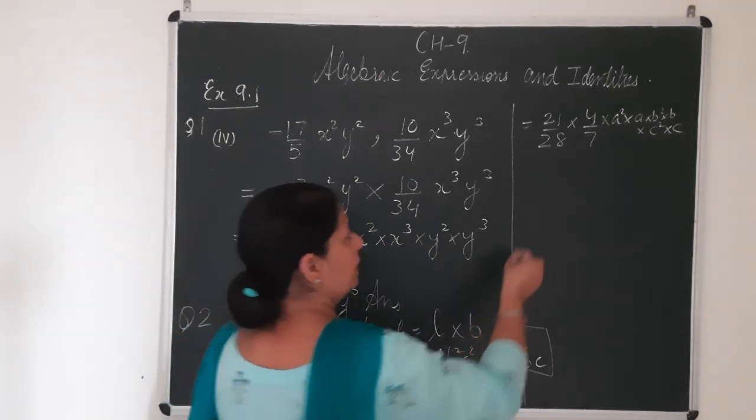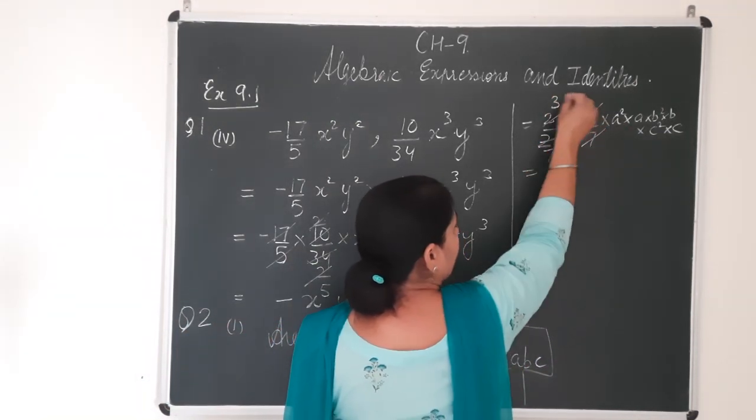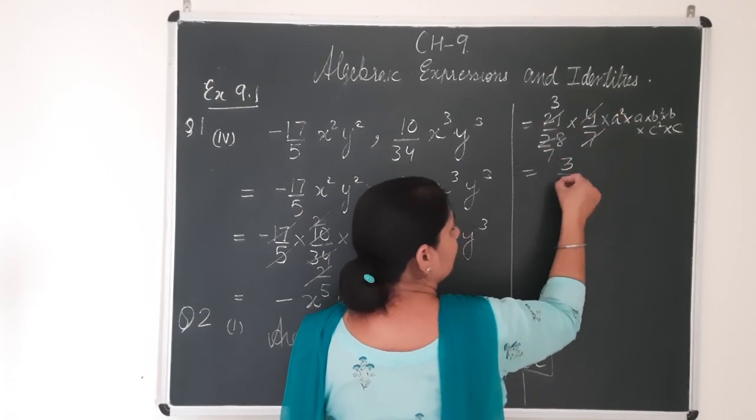So what do you get? On the table of 7, 7 3s are 21, 4 7s are 28. So in the constant parts calculation we get 3 over 7.